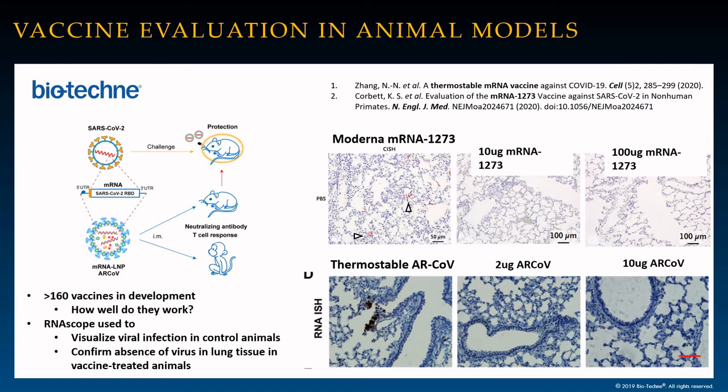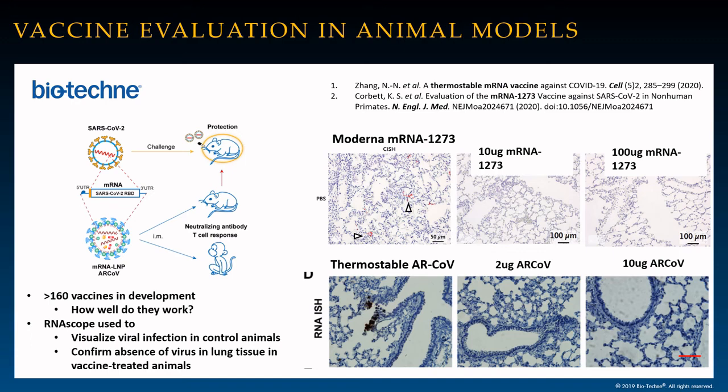The next area where RNAscope was used, because of its ultrasensitivity, is vaccine evaluation. Customers used it in two papers, for the Moderna mRNA-1273 vaccine evaluation, as well as the thermostable AR-CoV vaccine. And the questions really were, how well are these vaccines working, right?